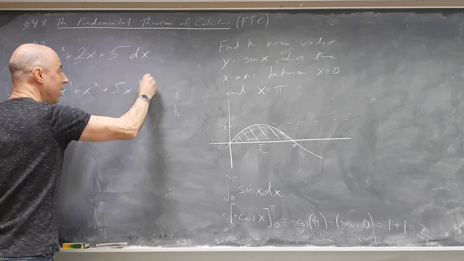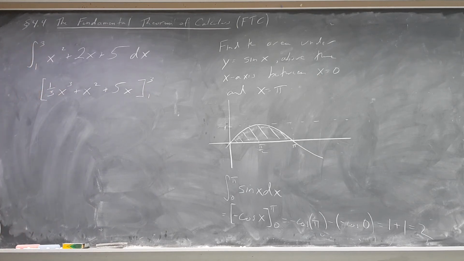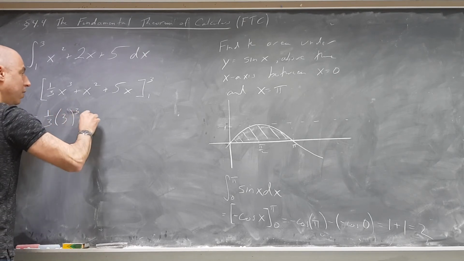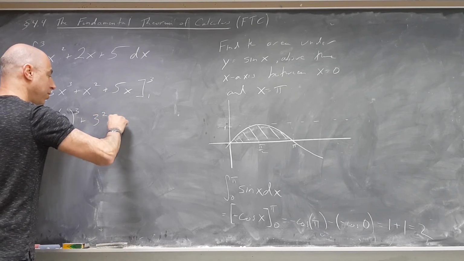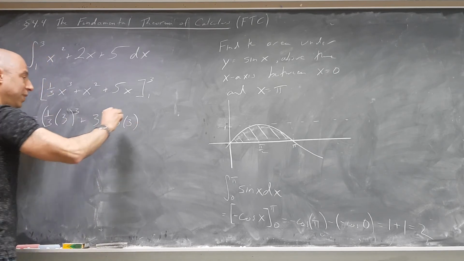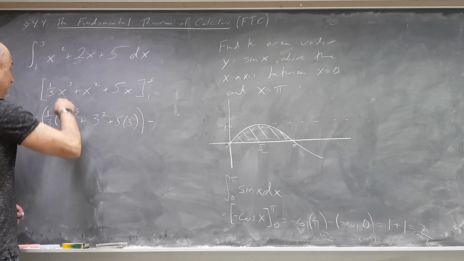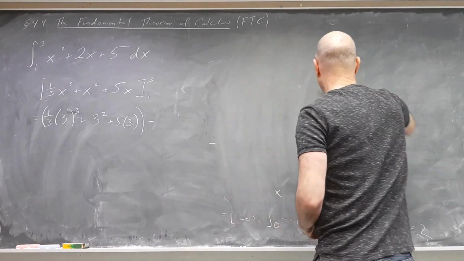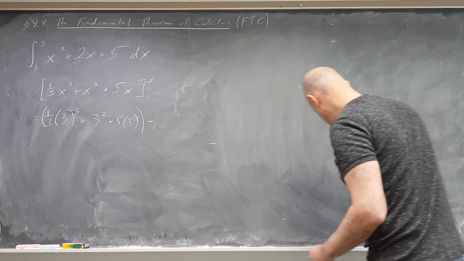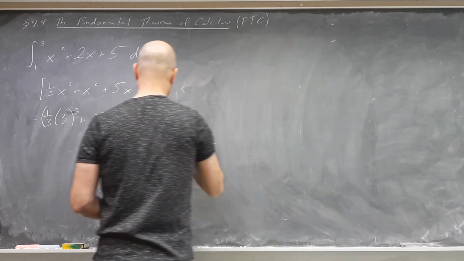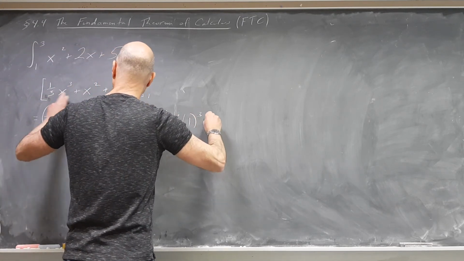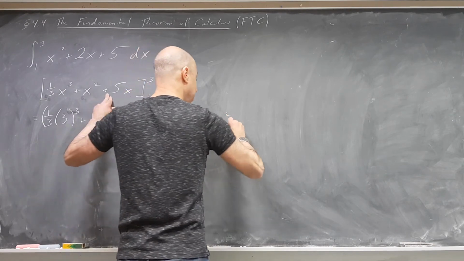And we're going to plug in x equals 3 and subtract off what we get when we plug in x equals 1. So this is equal to 1/3 times 3 cubed plus 3 squared plus 5 times 3. I'm going to put that in parentheses, minus, I'm going to plug in the 1 now. I think I might have to get rid of some stuff over here, so I have room. Minus 1/3 times 1 cubed plus 1 squared plus 5 times 1.